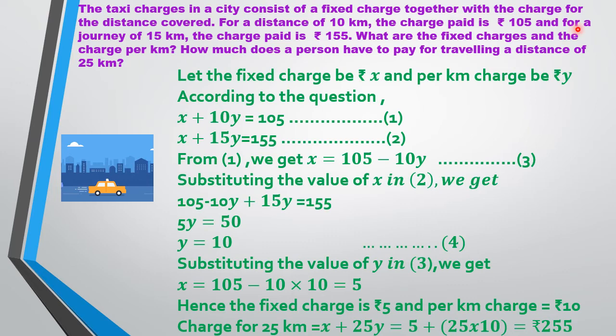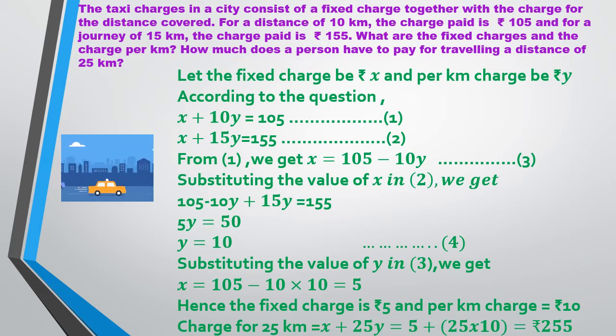Now let us move to the second condition. For a journey of 15 kilometers, the charge paid is rupees 155. Now again the fixed charge x. Again let us understand how we got 15y. Now this car is moving 15 kilometers. Previously it was moving 10 kilometers. Now it is moving 15 kilometers.